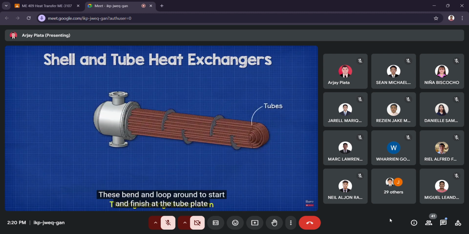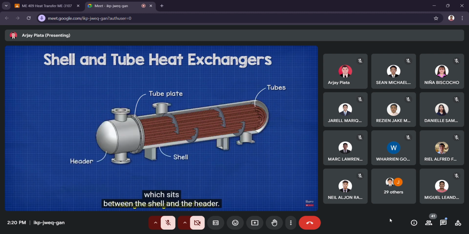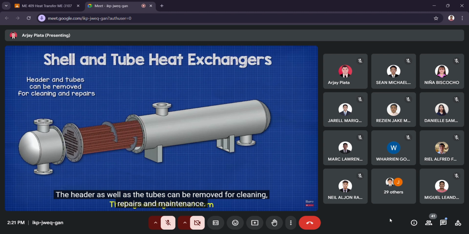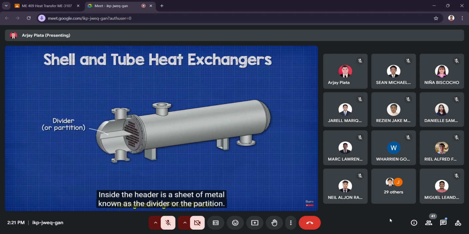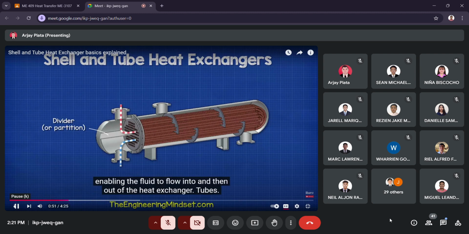These bend and loop around to start and finish at the tube plate, which sits between the shell and the header. The tubes will usually also pass through some baffles, which are sheets of metal. We will see how these work in just a moment. The header, as well as the tubes, can be removed for cleaning, repairs, and maintenance. Inside the header is a sheet of metal known as the divider, or the partition. This separates the tube ends, enabling the fluid to flow into and then out of them.